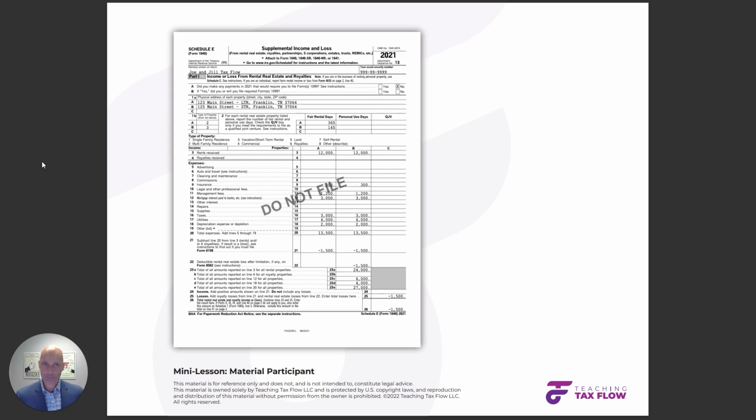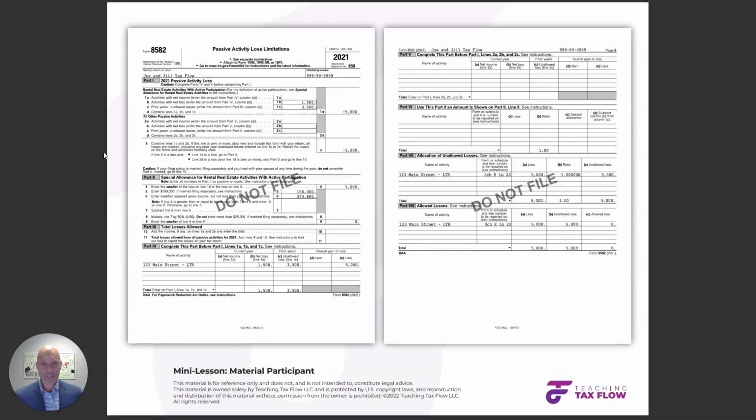All right, let's wrap it up. Oh, I'm sorry. Spoiler alert, we're not wrapping it up. One more thing, that 8582 form, the passive activity loss limitations form. Looking at this, you can see that Joe and Jill Tax Flow have one activity that's subject to the passive activity losses, that $1,500 loss from their long-term rental, and that carries forward. There was a previous loss here.